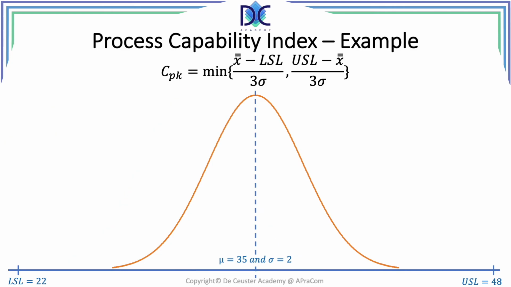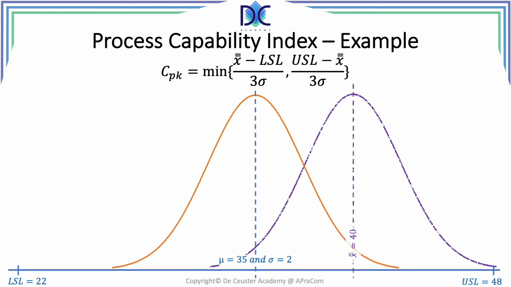Now let's have a look at the evolution in the other direction. Now we move from 35 to 40. So we move 5 units to the right, and we can do the same calculation. Since we move to the right, the distance to the lower specification limit becomes larger, and it's equal to 3 even. On the other hand, I move closer to the upper specification limit, which means that that distance is smaller. And when I do the calculation, I find a value of 1.33.